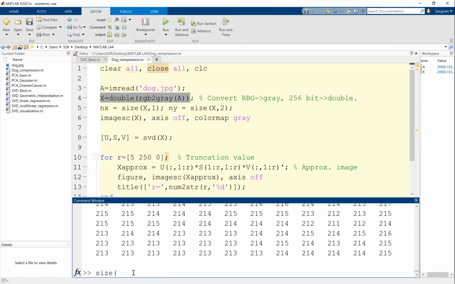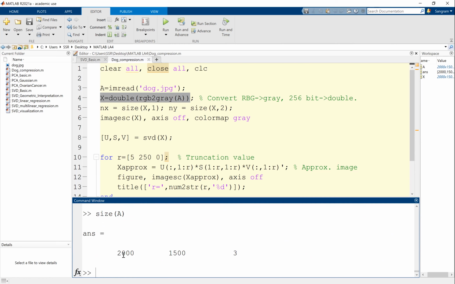For the first few examples, I'm going to go very slow because I don't know how comfortable you are with these various Matlab functions. So if you don't understand, stop me and ask. If you were to do size A, can you see 2000, 1500, 3? If I were to do size X, can you see? Now that tensor has converted into a matrix.